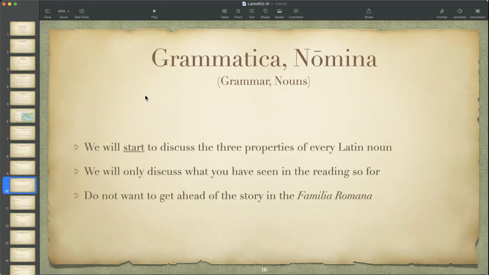Now, we're going to start to discuss the three properties of every noun. I'm only going to talk about what you've seen in the reading so far. Michael, I believe it was, asked about Italia versus in Italia. Yes, but I'm only going to talk about what you've seen so far. I don't want to get ahead of the story. Again, we're trying to use the naturalistic method where you sort of absorb this along the way. And I guess I'm your Latin Sherpa here as I guide you through the stuff, which is probably not a good thing because I hate cold.